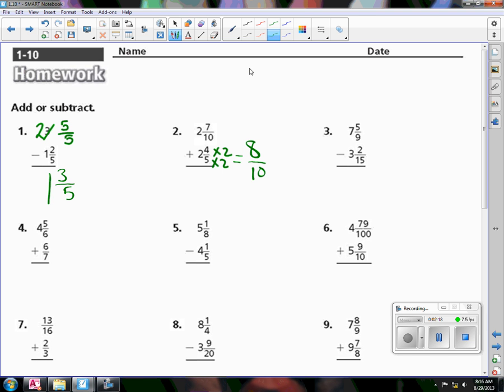So 7 tenths plus 8 tenths equals 15 tenths, which is an improper fraction. Sorry about that, guys. 15 tenths, improper fraction. I need to change that. I get 1 5/10. If you know your fractions, you know that this is equal to 1 1/2. And now I'm going to add my 2's. I got 4 there. 4 plus 1 1/2, right? I end up with 5 1/2. That's my answer.